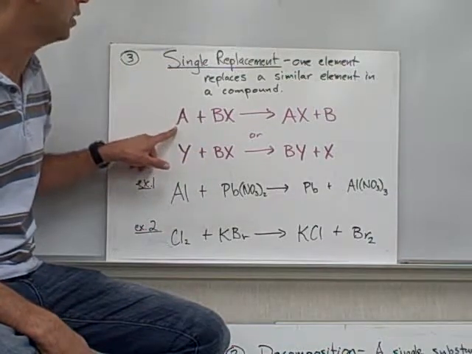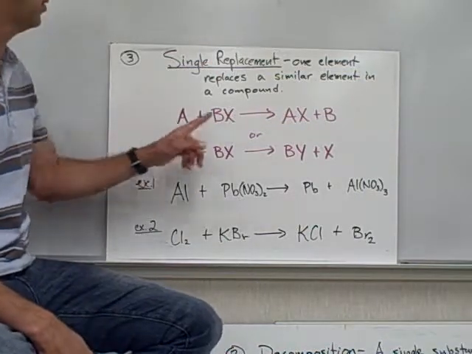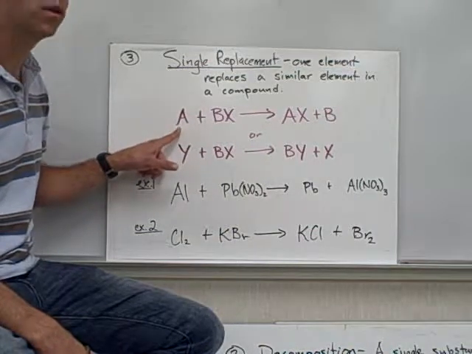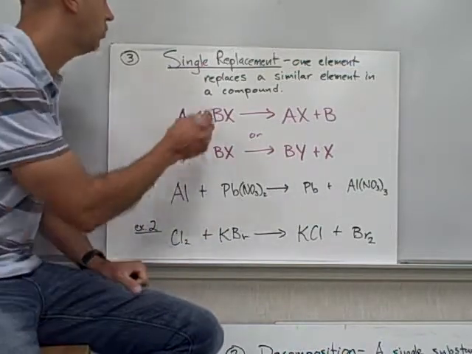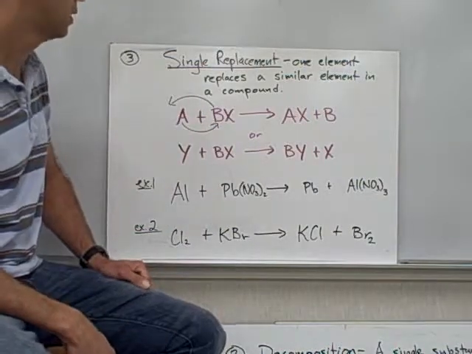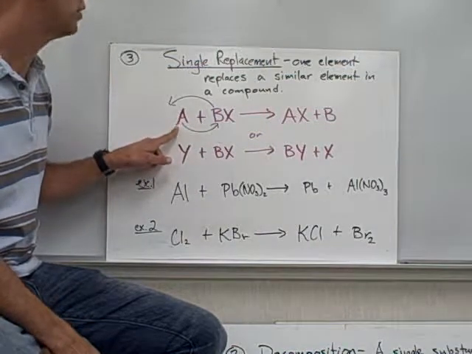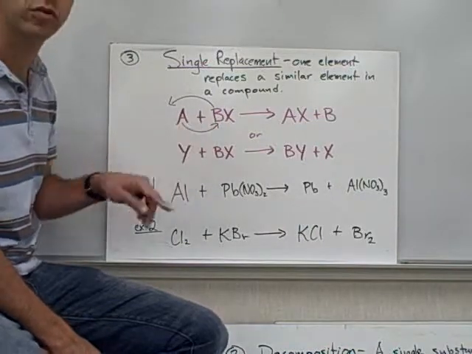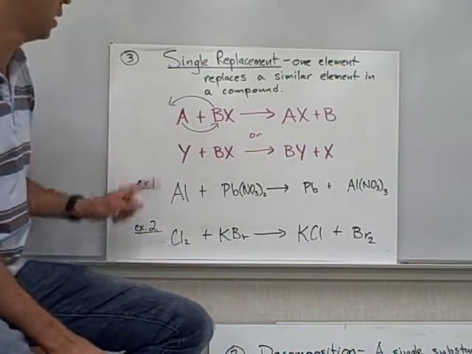In this case, what happens is similar elements, one similar element replaces another one. In this case, A and B are the similar elements, but in this case, A is better than B, so B is replaced. So it's a single replacement reaction. So this B is swapped out in place of this A. Now, in this case, this would be a positive ion or a cation, and this would also be a cation. In this case, both cations swap. You can't swap a cation with an anion because it won't work.